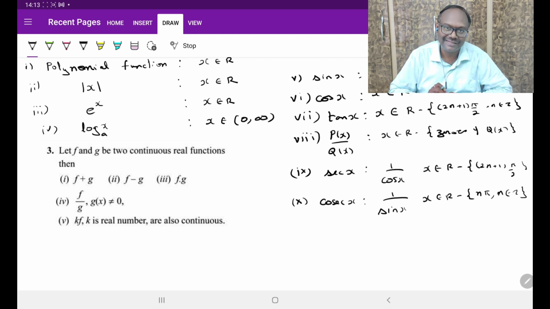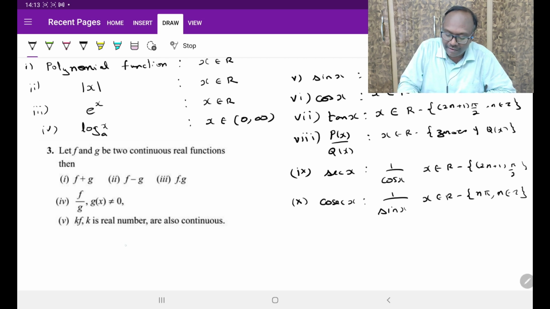Where are they continuous? Well, they are continuous within their domain, and we know that the function is continuous within their common domain. Whenever we say domain of the sum function, product function, difference function, or a quotient function, it means that they have a common domain. So the domain of this will be domain of f intersection domain of g.